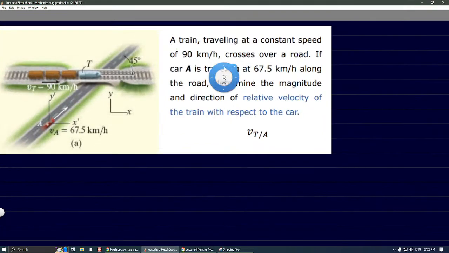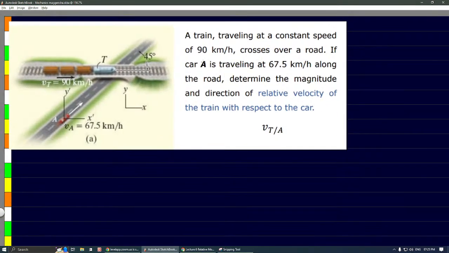So a train is traveling at a constant speed of 90 km per hour. The velocity of the train is 90 km per hour. It crosses the road, and car A is traveling at 67.5 km per hour. Here we have a car A which is traveling towards this bridge. Determine the magnitude and direction of the relative velocity of the train with respect to the car.